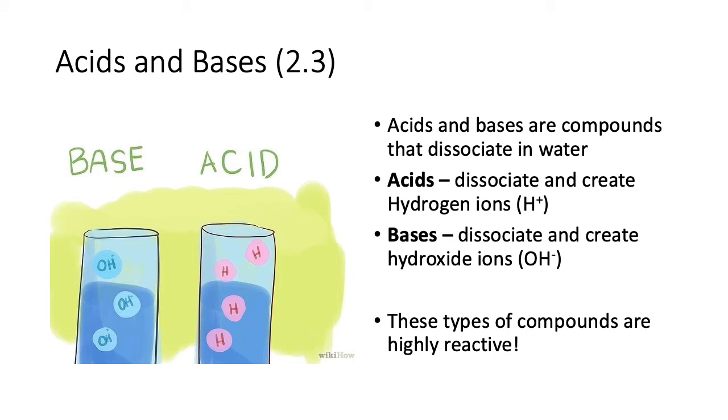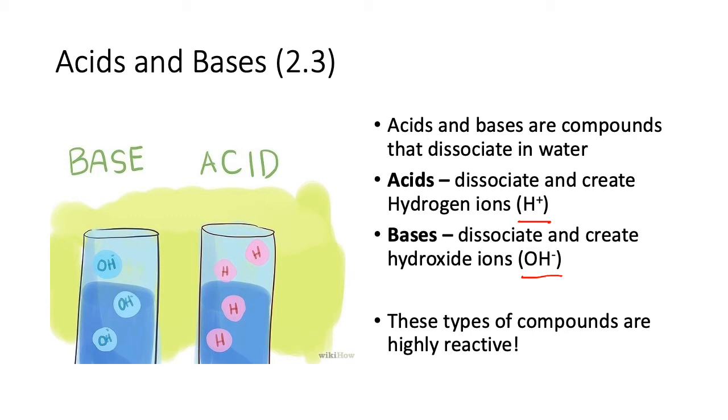Acids typically dissociate, and when that compound falls apart, it creates hydrogen ions, which is often denoted as H+. Bases are the opposite. When they are added to water, they dissociate and create what are called hydroxide ions, or OH-. So hydrogen ions are positively charged, hydroxide ions are negatively charged. What's important to know about both of these ions is that they are very, very reactive, and they can wreak a lot of havoc inside the cell.